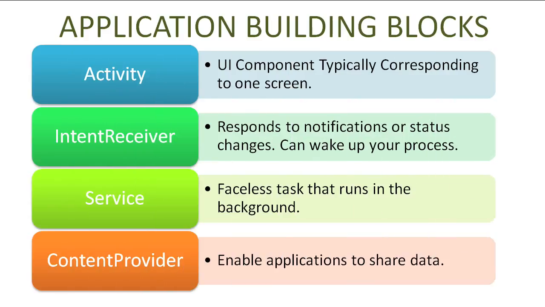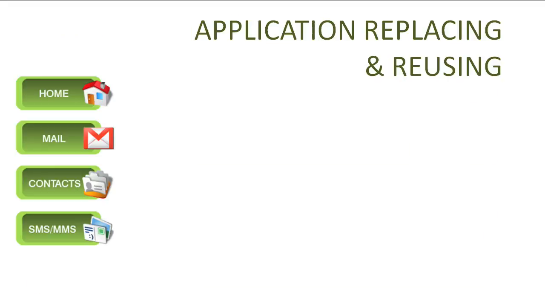So to recap here, we have the activity, which is a UI component typically corresponding to one screen, an intent receiver, which responds to notifications or status changes, and it can wake up your processes when certain things happen. We have a service, which is a faceless task that runs in the background, and a content provider, which enables various applications to share data between them. This is really important to note, which segues us into how we are going to replace and reuse applications.